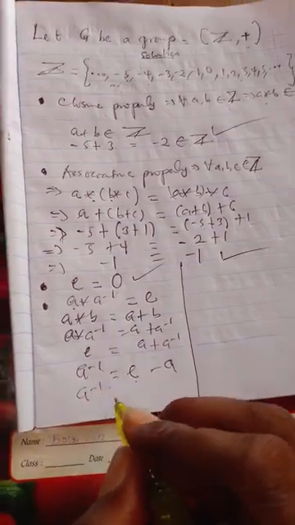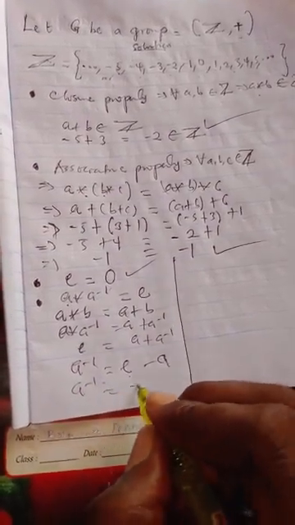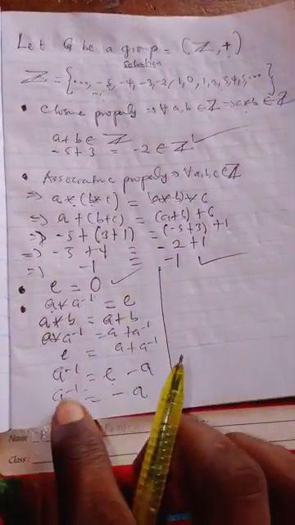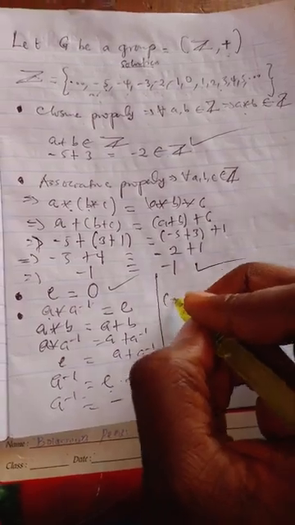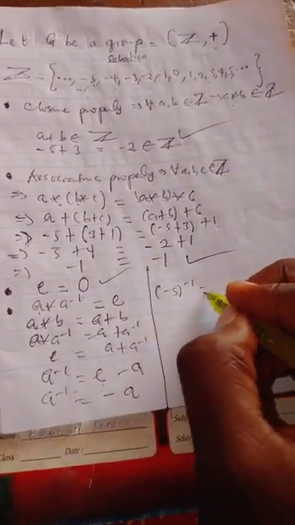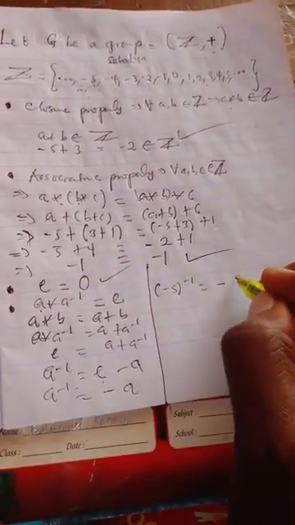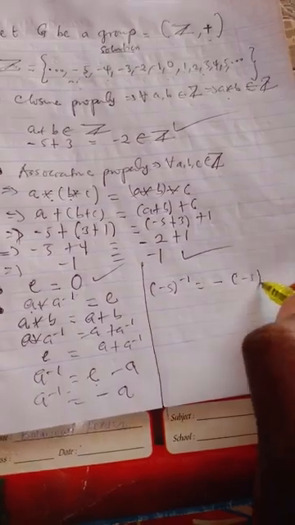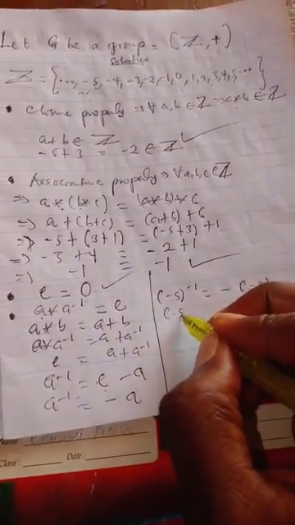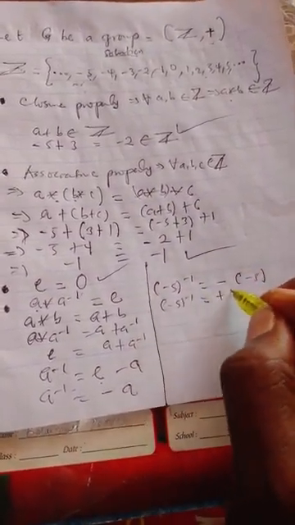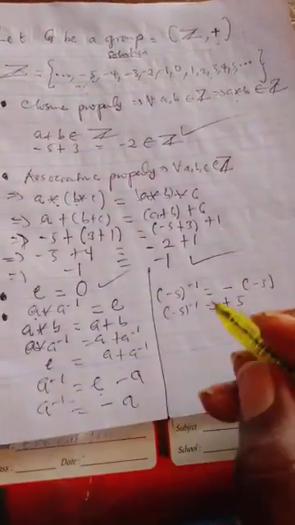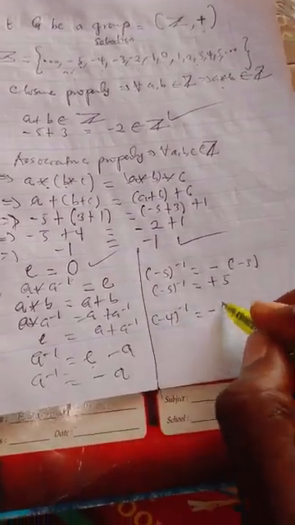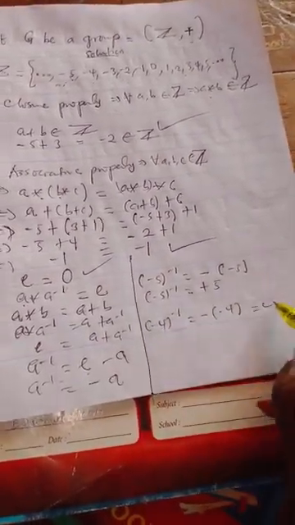So A inverse is equal to what? 0 minus A. That is minus A. So if you take any element, let's say you want to find the inverse of minus 5. So minus 5 inverse will be what? That will be minus into bracket minus 5. That is, A is minus 5. So minus 5 inverse will now be equal to what? Positive 5. Then if you want to find the inverse of minus 4, it will be what? Minus into brackets minus 4, which will result to 4.